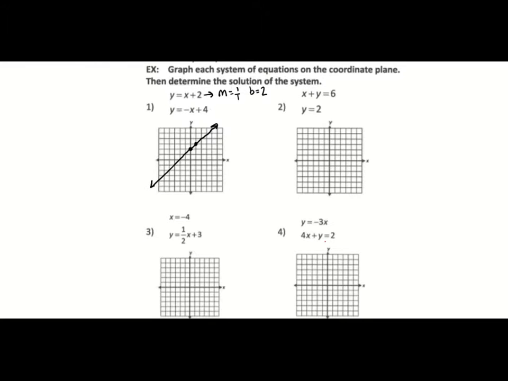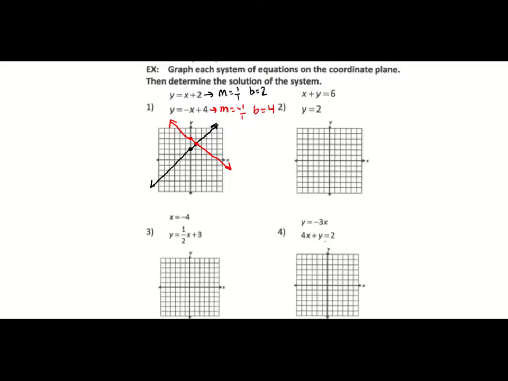Now when I go to graph my second line, my slope is a negative 1 over 1, and the b is 4. So in this case, I'm going to go up 4, 1, 2, 3, 4. And then I'm going to go down 1 and over 1, which gives me a point right there. And I have my line.